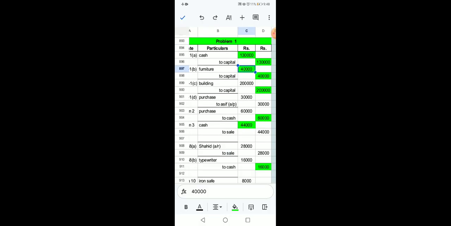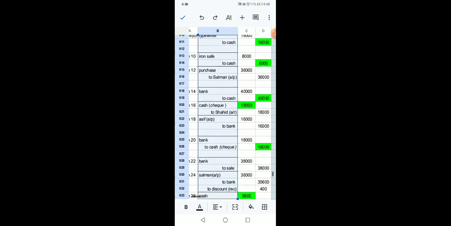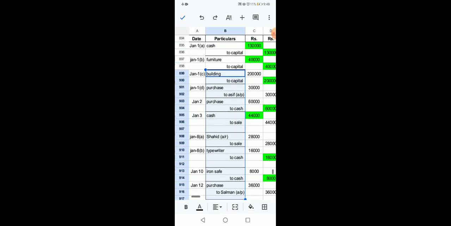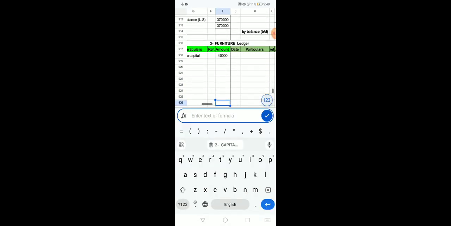Now start looking if furniture is present elsewhere as well. Iron safe, purchase, bank, cash, Asif. You are looking for furniture, and you can see that in all of the entries, furniture is not present elsewhere. It means all posting of furniture is completed. It's time to calculate the balance. It has some steps. Step number 1, calculate the sum of both sides. Since on the debit side there is only one amount, its sum would be 40,000, and you can see nothing is present on the credit side. The sum of the credit side is 0.